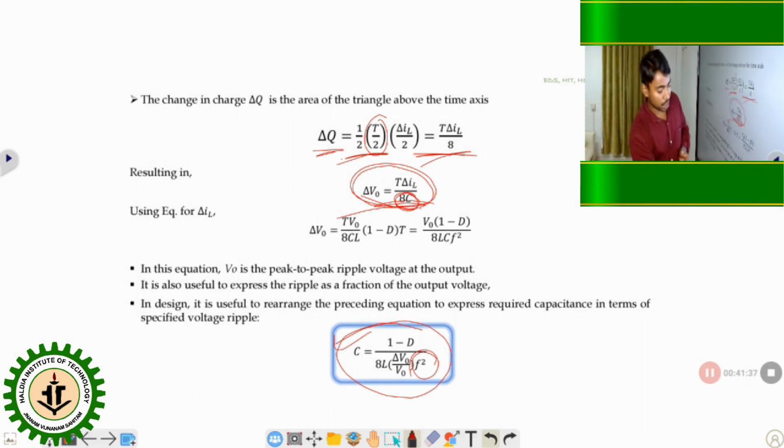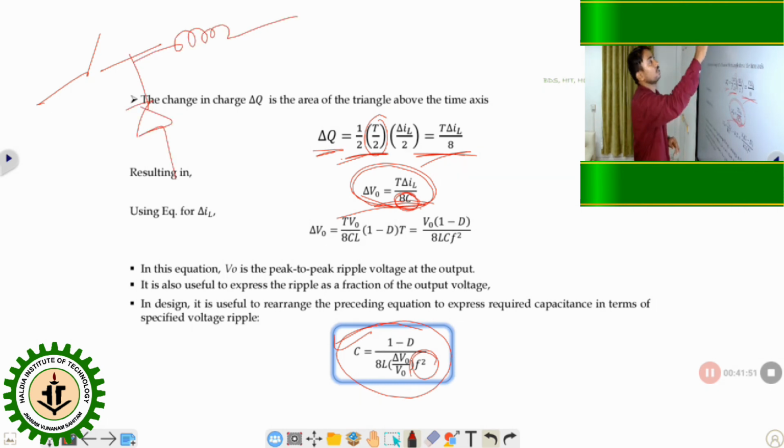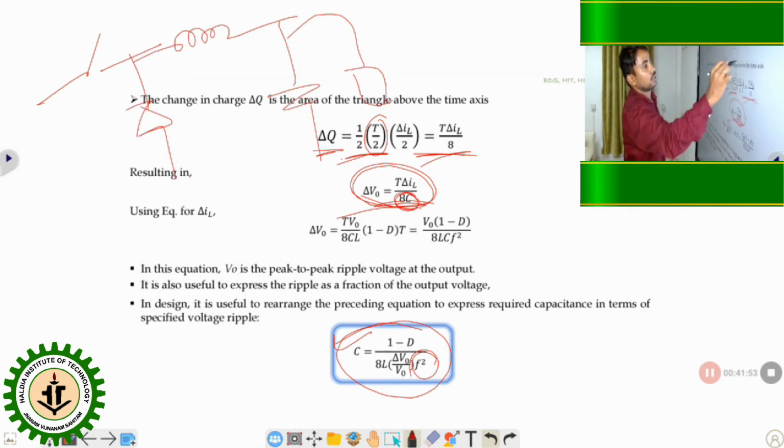Supply voltage Vs. So this is the switch, our electronic switch. We use the MOSFET or IGBT as per our requirement, and here the diode, and we know the inductor value, we know the capacitor value. So each and every parameter is calculated here.